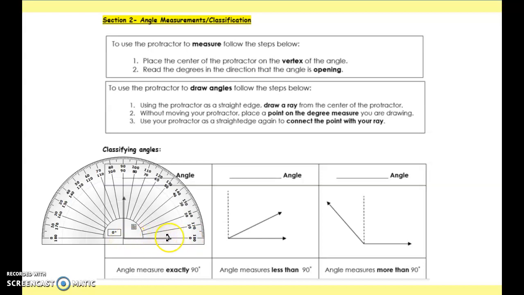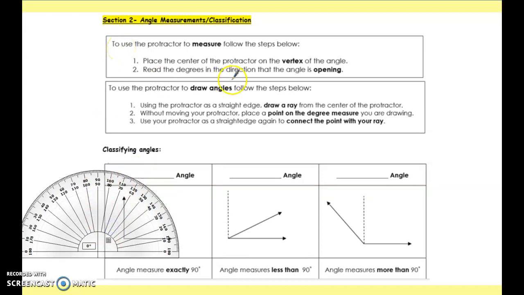Then we want to read the degrees in the direction that the angle is opening. So again, I always told you to follow the arrow. We always start at 0, so we know if it is opening up to the right, we're using the interior numbers, the ones closest to the middle. So we go on up until it hits, which would be in this case a 90-degree angle.